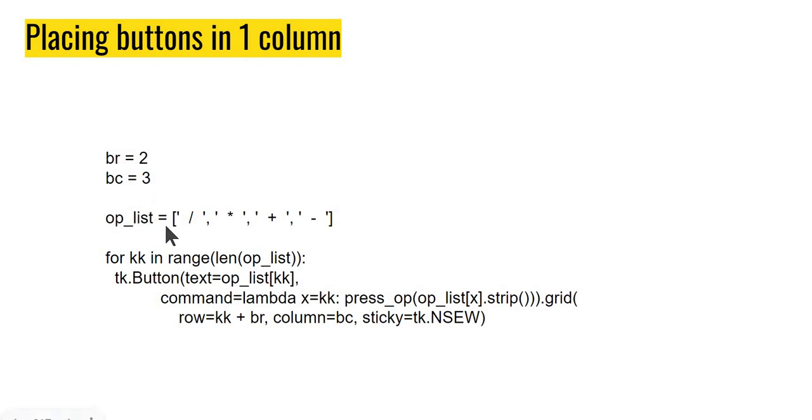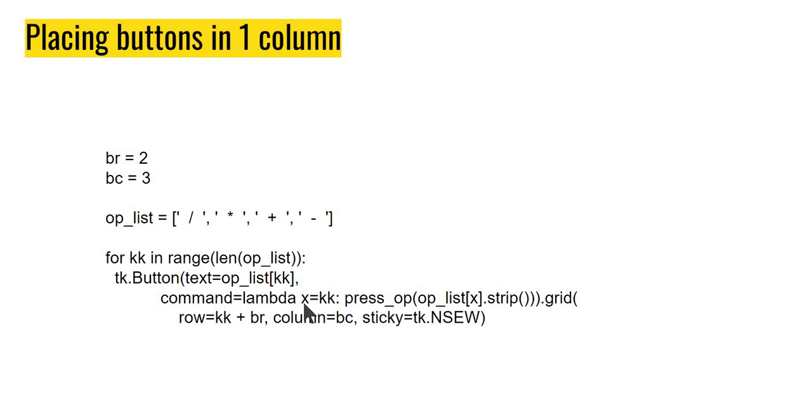So I just have a list of operators that I'm placing, four of them, and I just iterate over this list. I basically say, okay, the text should be op list kk because that's what I want to be on the button itself. For placing them on the grid method, I just say row is kk plus base row br. Column is equal to base column again because I am placing them in a single column. But we can change this.